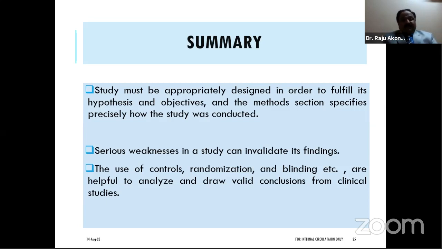Serious lapses are possible. The use of controls, randomization and blinding is helpful to analyze and draw valid conclusions from clinical studies. You check what control they used, if at all they used something, and then check randomization, blinding and all those parameters. And of course, the conflict of interest, those 6 parameters given in one of the earlier slides. Please look into those parameters. Check whether your clinical studies, your literature, satisfy all those parameters, then obviously you can believe it. Otherwise, please don't believe those clinical studies.